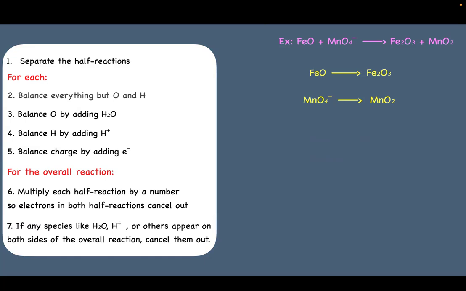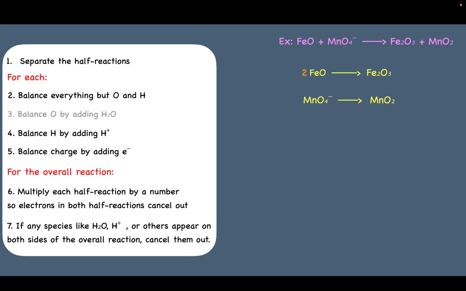So let's start. The first step says balance everything but oxygen and hydrogen. So other than oxygen and hydrogen, in the first one, we have Fe, iron. We have one iron on the left, but two irons on the right. Because of that, we have to add a coefficient of 2 on the left-hand side. Now the iron is balanced.